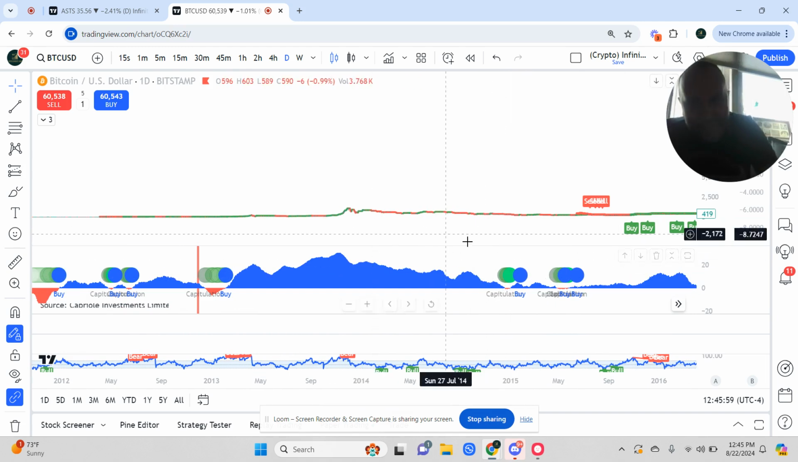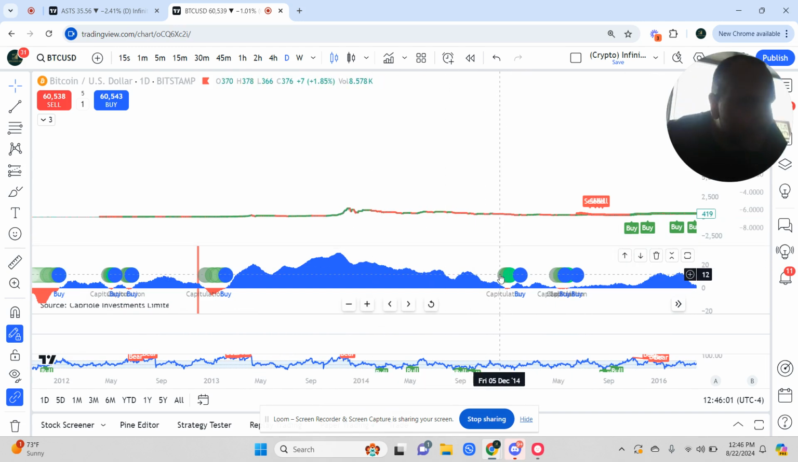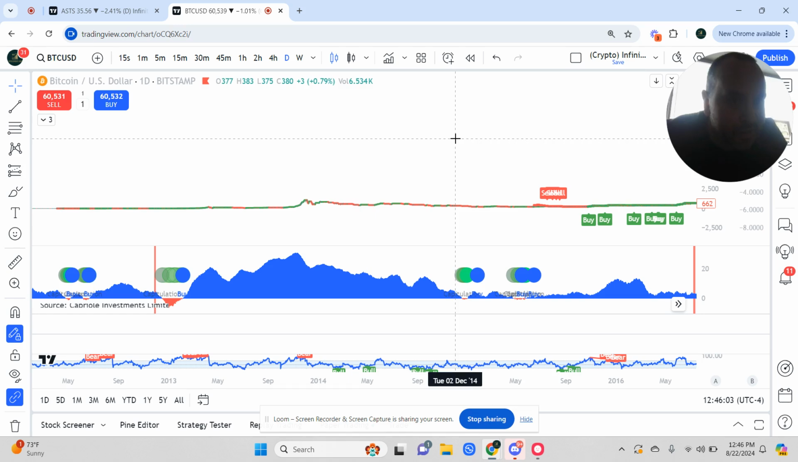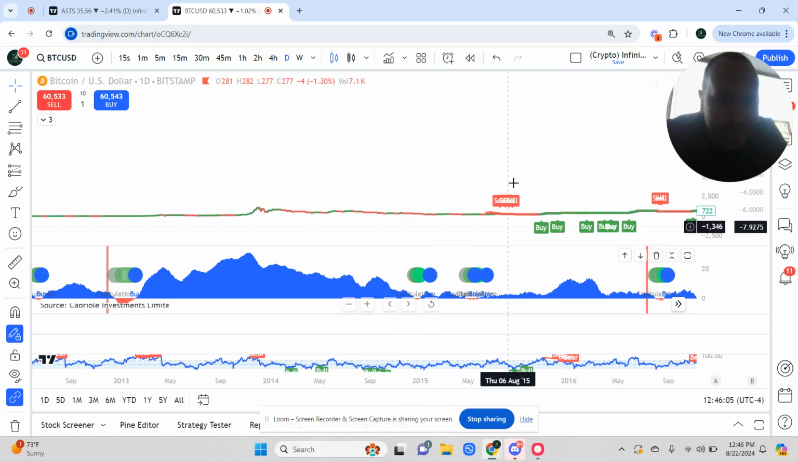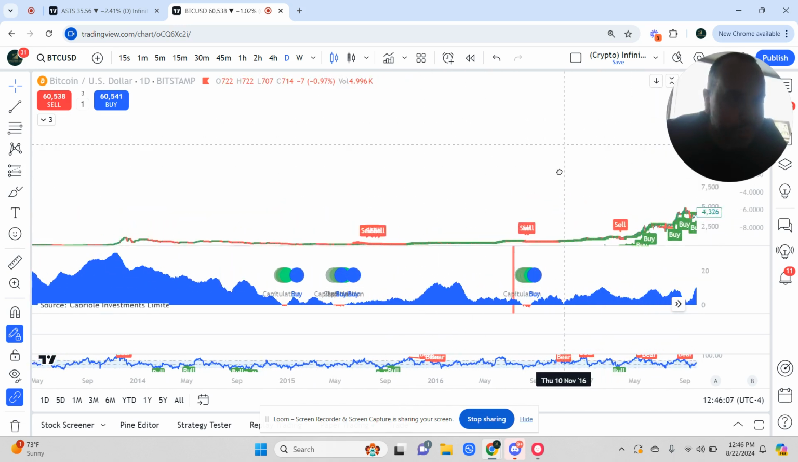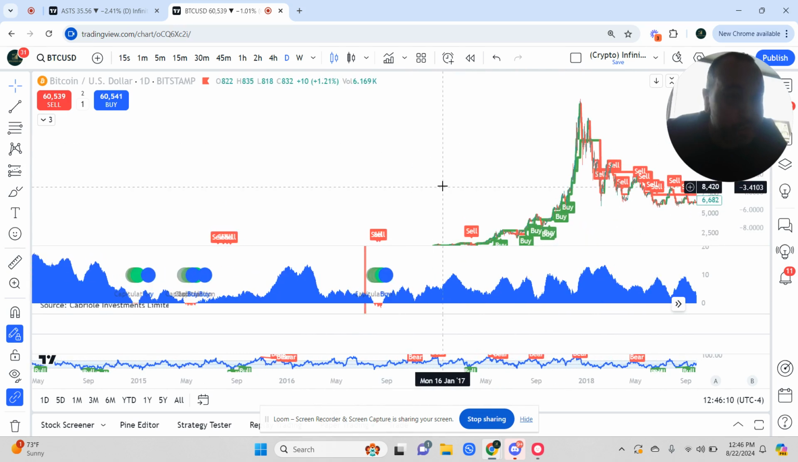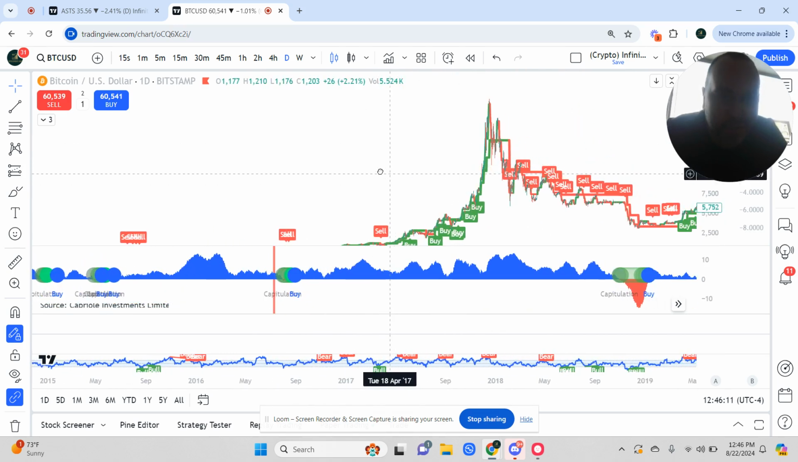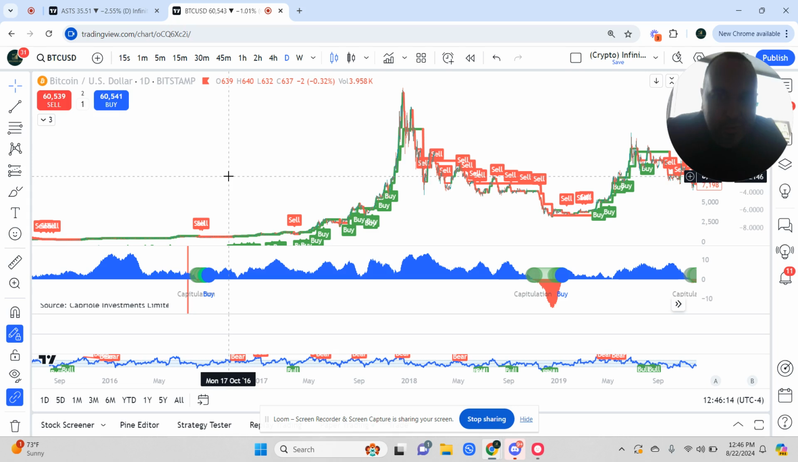So out of 15 or so, 14 of these instances where we got these signals, we had a corresponding move up in the weeks and months after, right? So that's how I find these indicators, okay? And tweak these indicators, okay? Because if something happened in the past, there's a high likelihood of it happening again in the future.